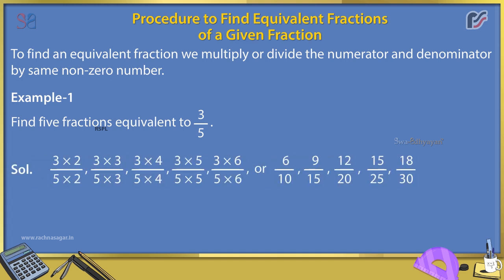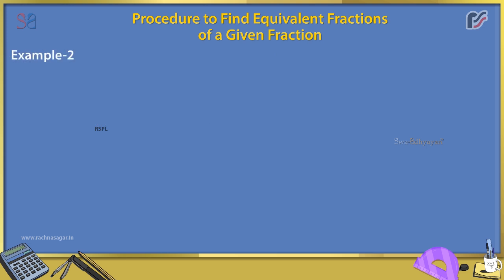Solution. 3 into 2 by 5 into 2. 3 into 3 by 5 into 3. 3 into 4 by 5 into 4. 3 into 5 by 5 into 5. 3 into 6 by 5 into 6. Or 6 by 10, 9 by 15, 12 by 20, 15 by 25, 18 by 30 are 5 equivalent fractions to 3 by 5.